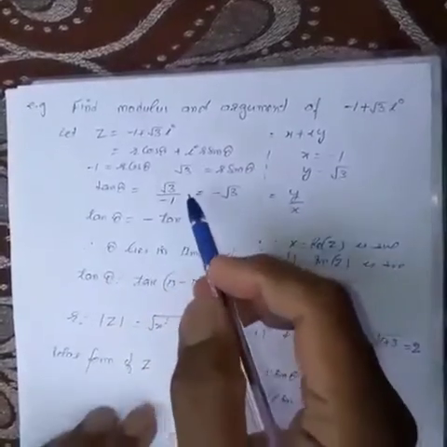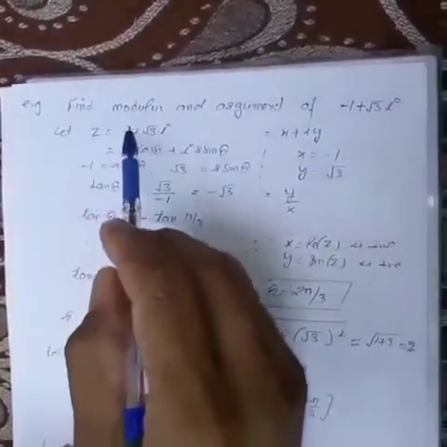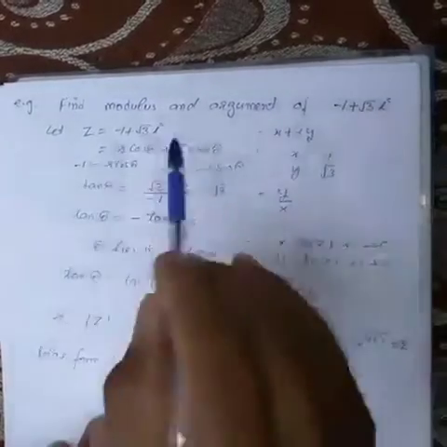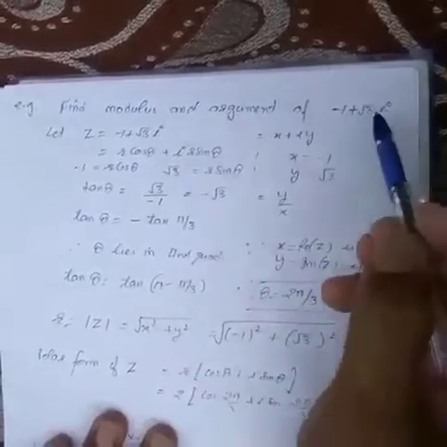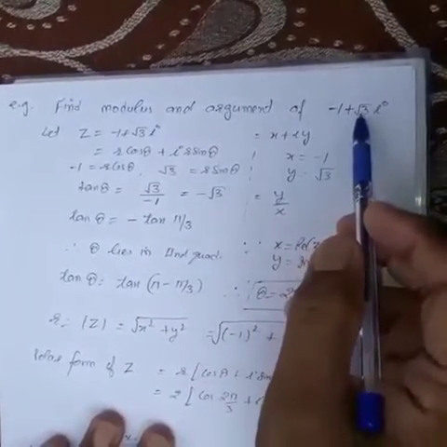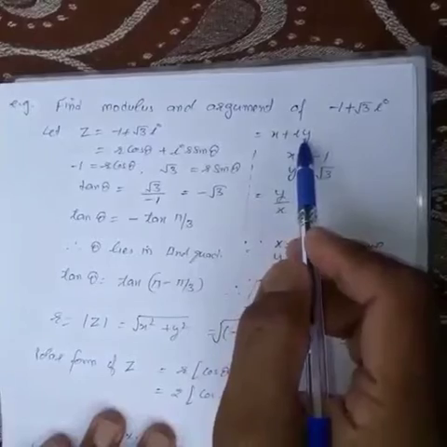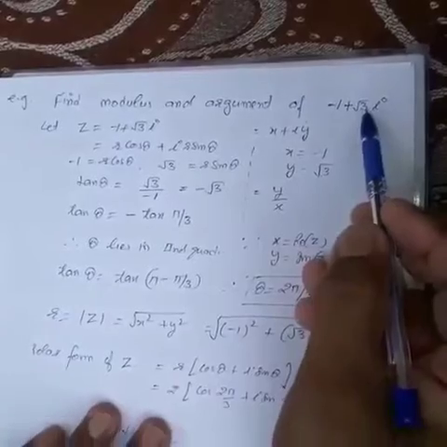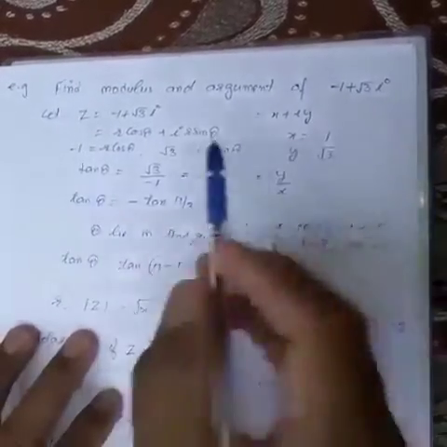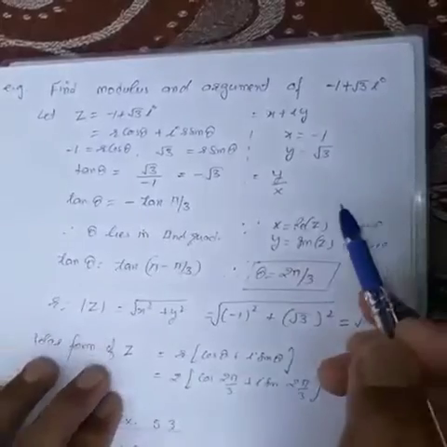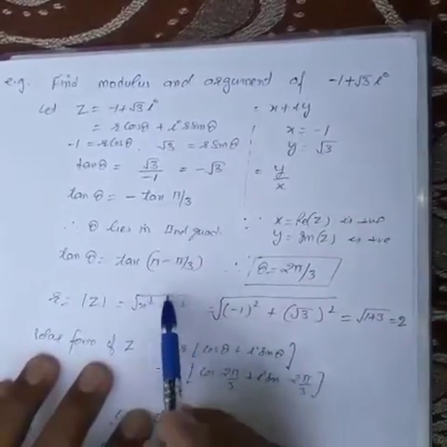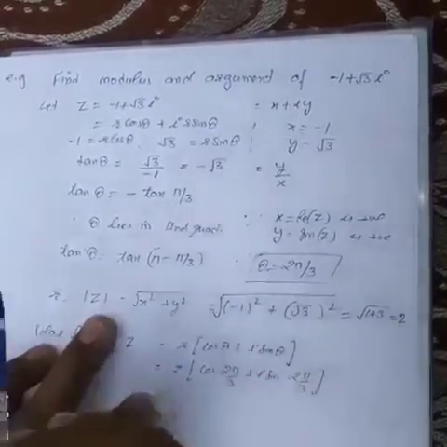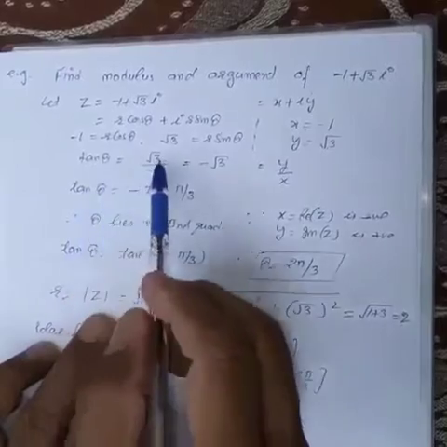Now we will solve the questions. Find the modulus and argument of this complex number, minus 1 plus root 3 iota. It means we will find r and we will find theta. So you will compare this complex number with x plus iota y. After comparing, you will find the value of x is minus 1, the value of y is root 3. Then you can find r using this formula, the square root of x square plus y square, and put the values. It will be 2.